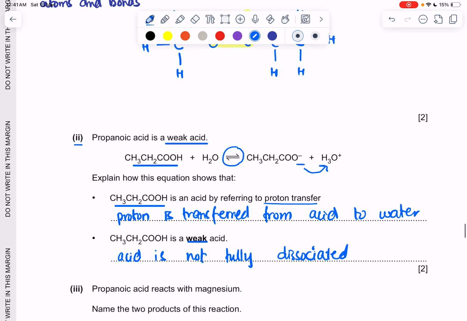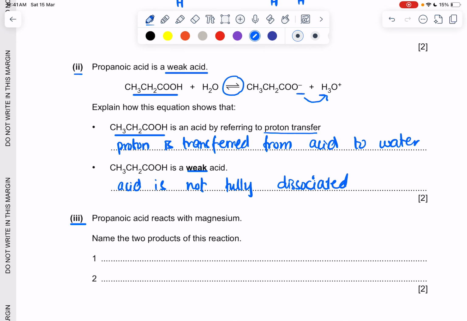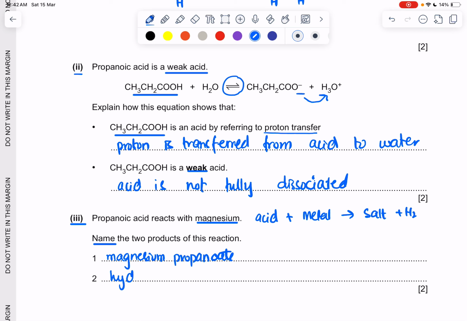Now the next part 3, propanoic acid reacts with magnesium. Name the 2 products of this reaction. So consider it as a general reaction. Whenever any acid reacts with a metal, it produces salt and hydrogen gas. The examiner uses what? Name the product. So we are not going to write any formula. The salt that is produced in this case is magnesium propanoate. So we will write the word magnesium propanoate, and the other product is a gas, which is hydrogen. So we will write the name of hydrogen like this.